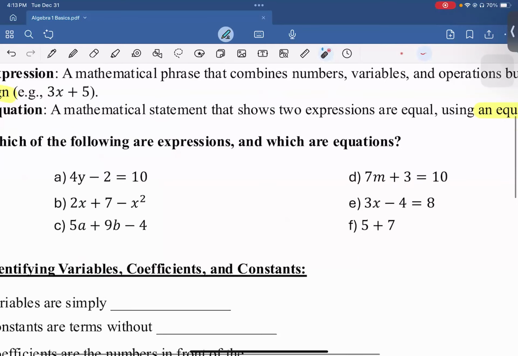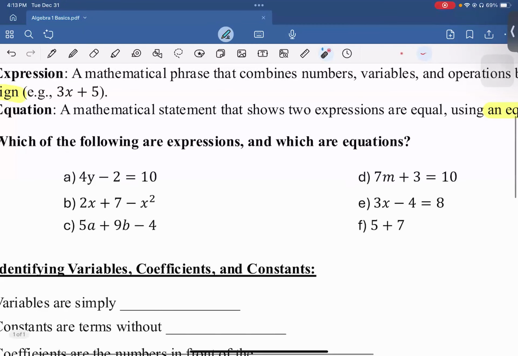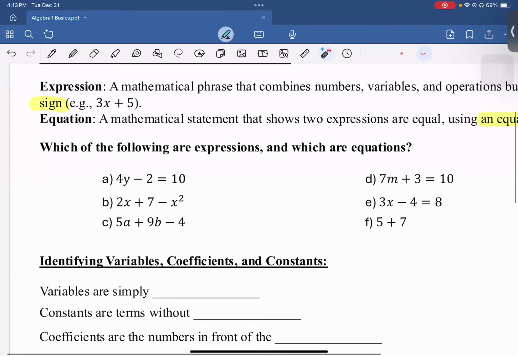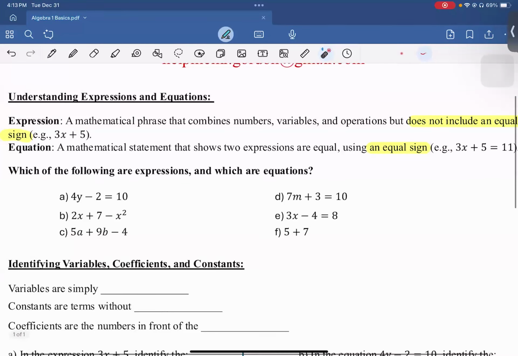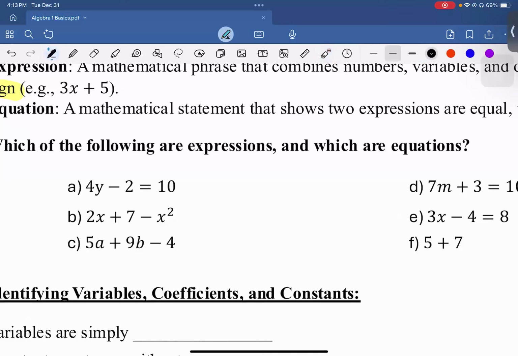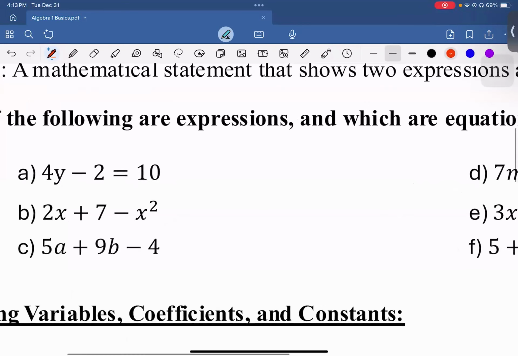So in the practice problems that I have for you down below, we have 4y minus 2 equals 10. Now, if we're wondering whether that is an equation or an expression, we would just have to go back to our definitions. We know that an equation does have an equal sign, so you can use this as a trick: equation, equal sign. Does this one have an equal sign? Absolutely. So I'm going to write that here. Equation.